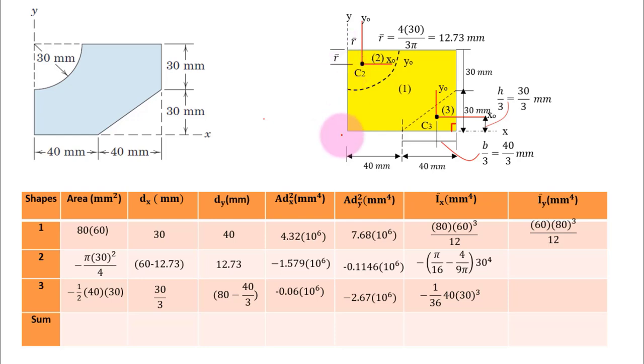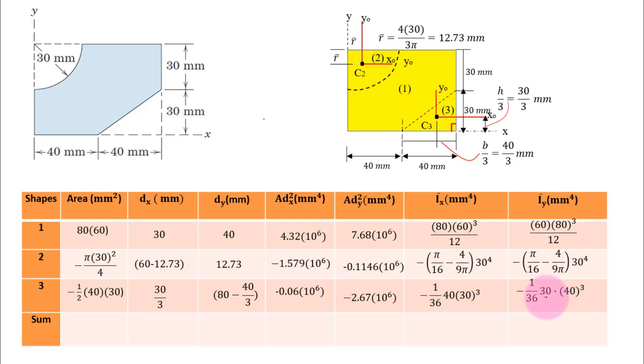Next, for Iy, moment of inertia about the y axis. When you consider the y axis, the distance that is cubed is the x distance, simply the perpendicular distance. Therefore, for this rectangle bh cubed over 12, b is 60 and h is 80, so 80 cubed divided by 12. For the quarter circle, it is the same. For the triangle, minus 1 over 36 times 30 times 40 cubed.